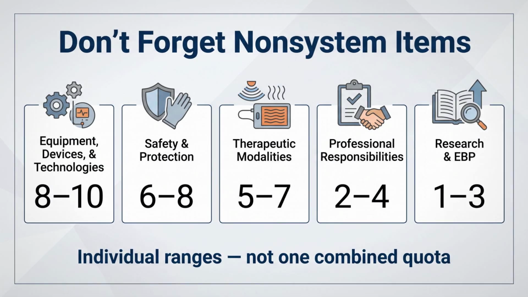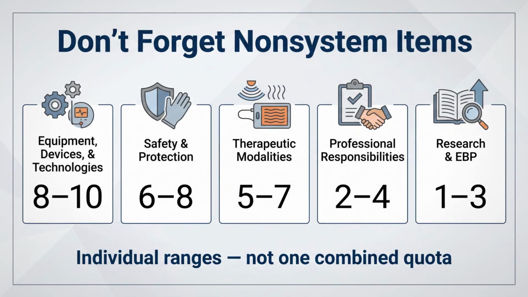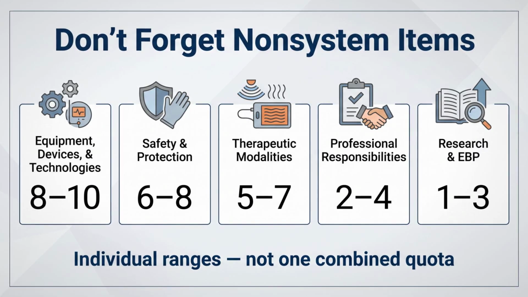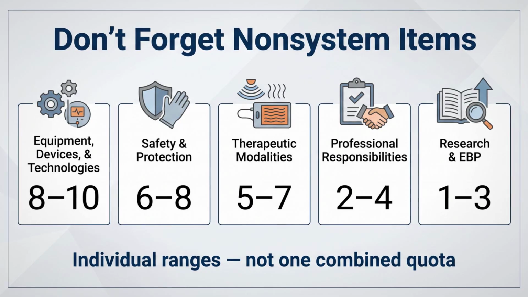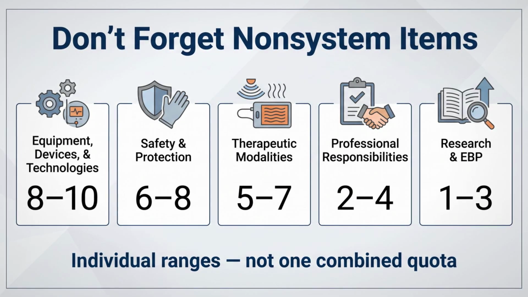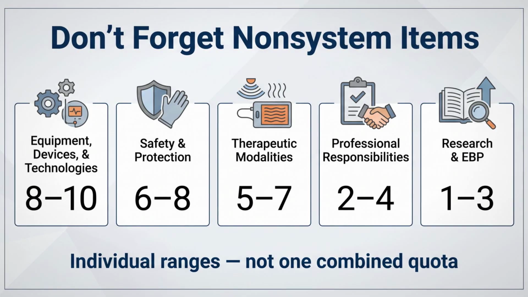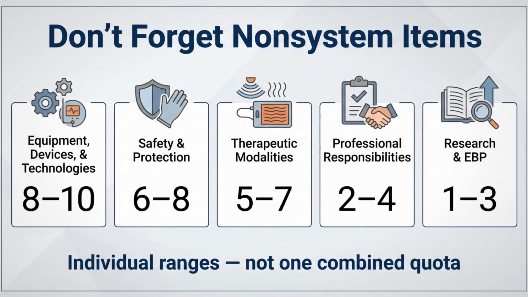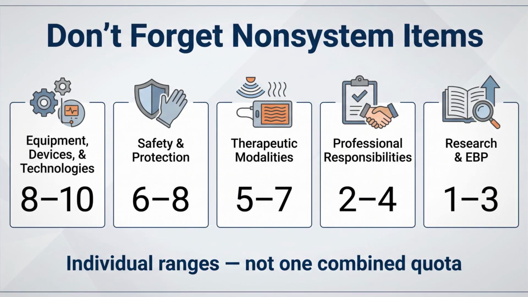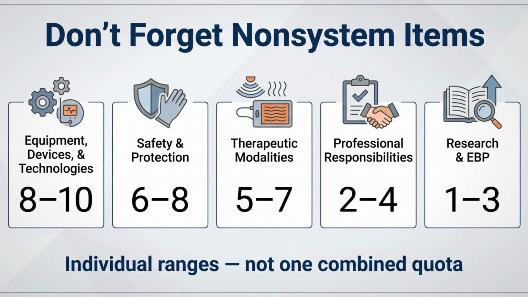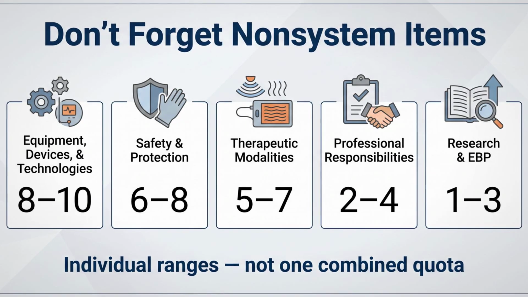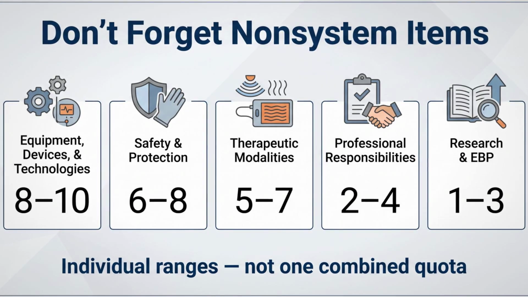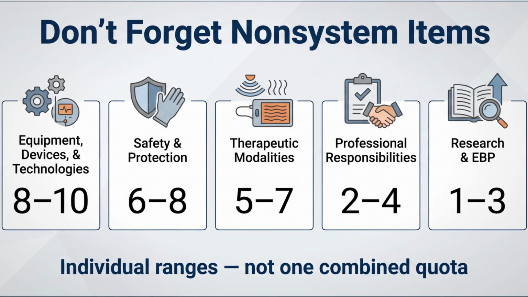The 5 non-system categories remain significant. Equipment, devices, and technologies has 8 to 10 scored items. Safety and protection has 6 to 8. Therapeutic modalities, 5 to 7. Professional responsibilities, 2 to 4. And research and evidence-based practice, 1 to 3. These are individual ranges, not a promised combined total for one form. Practice them inside clinical decisions, because non-system knowledge can be integrated into scenario questions rather than appearing as isolated vocabulary.